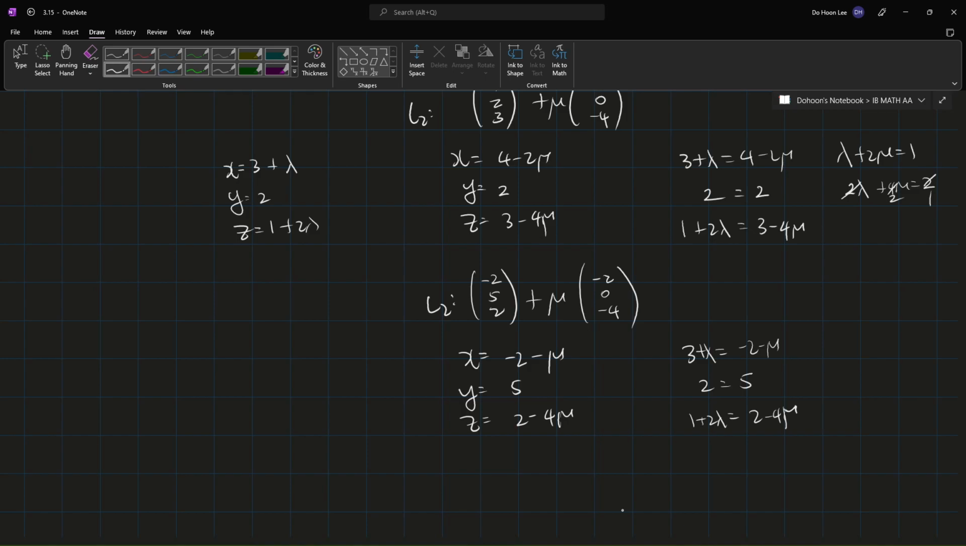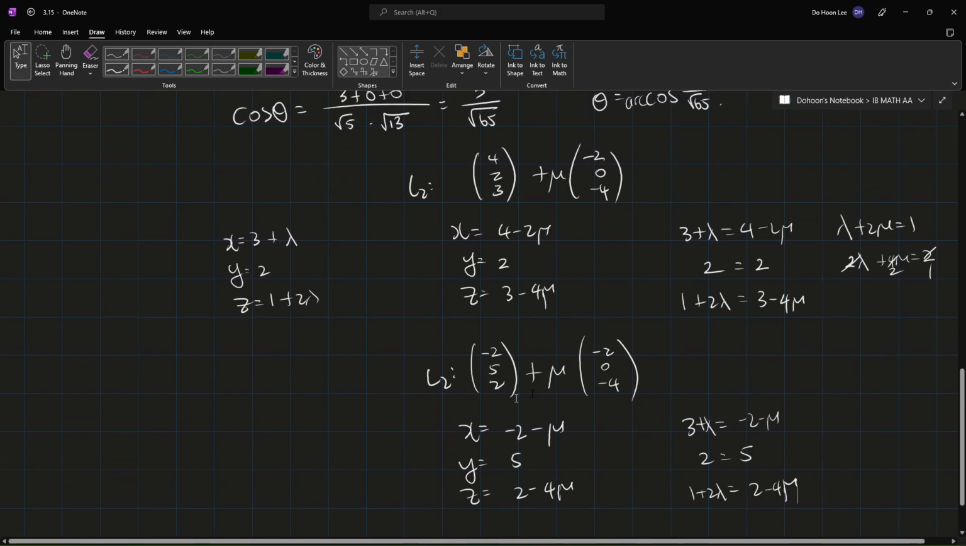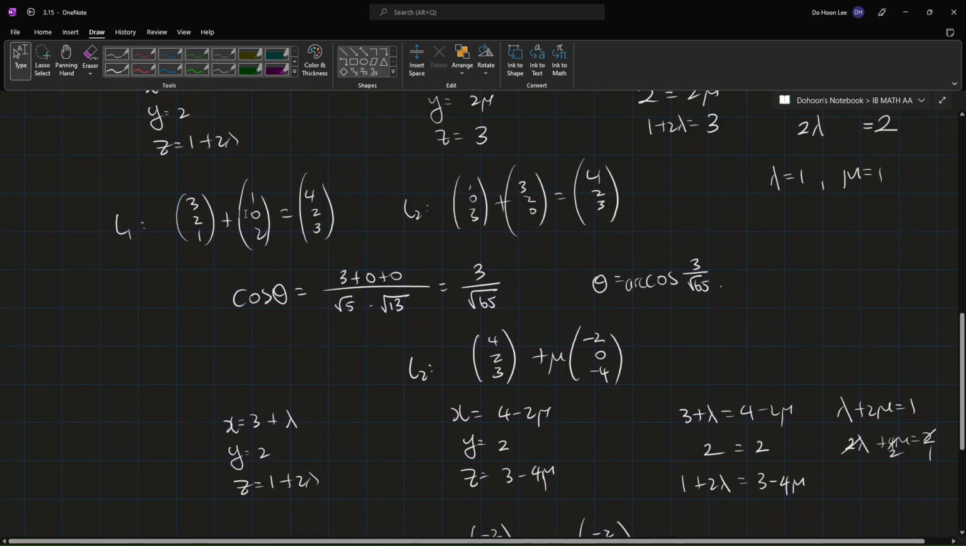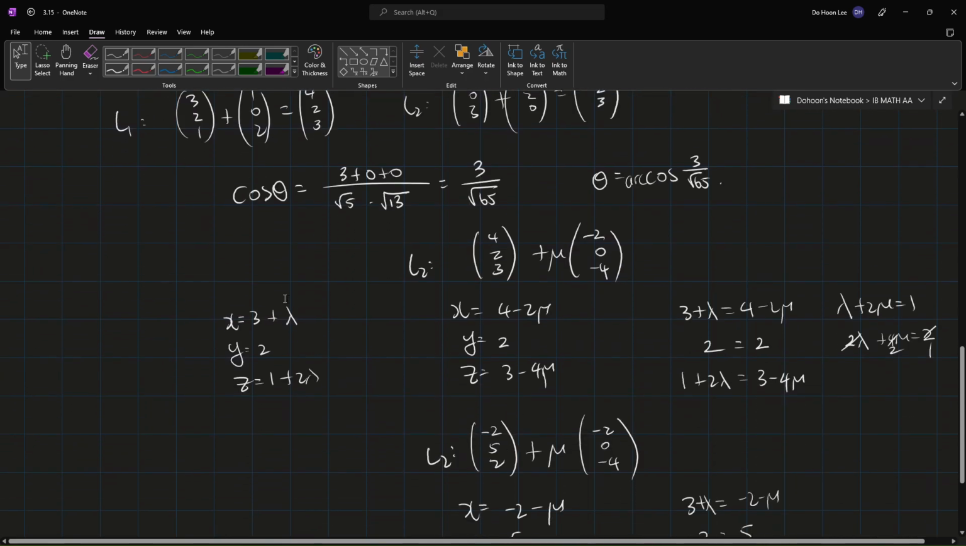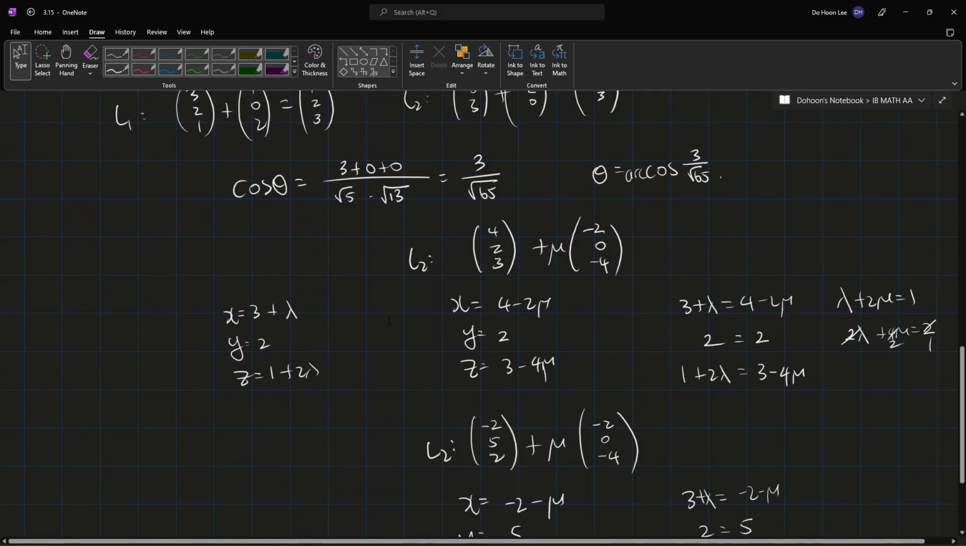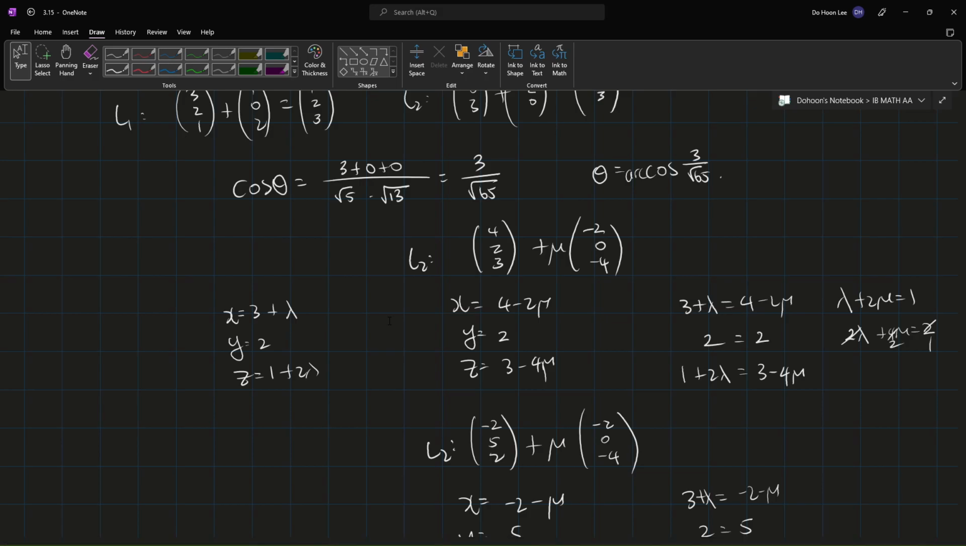And if there are no solutions, we know that the lines are either parallel to each other or skew. And we can see by looking at the direction vectors, the direction vector of the first line was (1, 0, 2), and the direction vector for the second line was (-2, 0, -4). Because one direction vector is a multiple of the other one, we know that the two lines are parallel to each other.